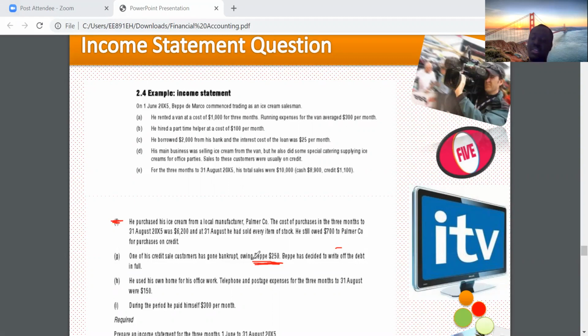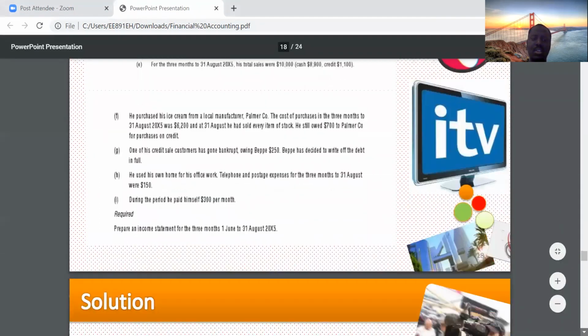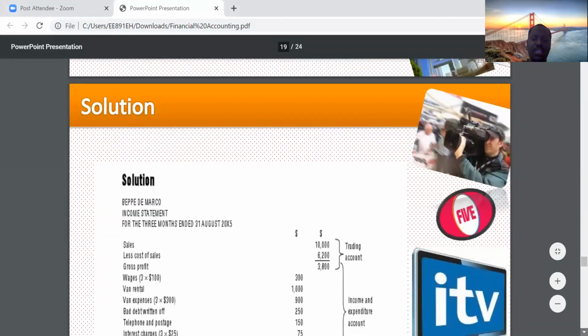Then let's see if you can find another expense, because it looks like we are wrapping up. You have $150. Telephone and postage expenses, $150. So those are the 2 expenses that we have now. If you go back, you should see 250 and 150 there.